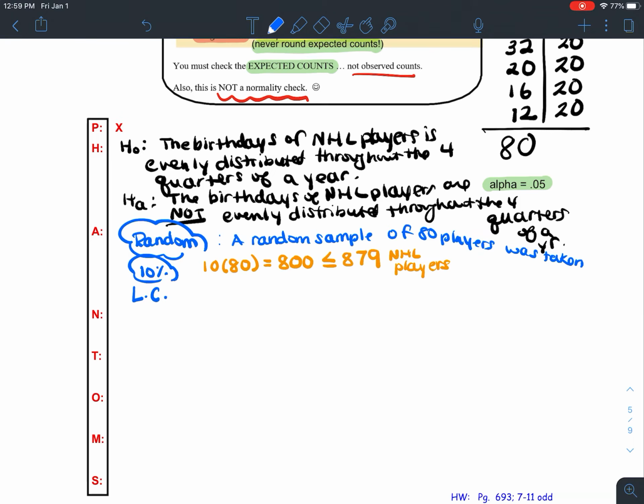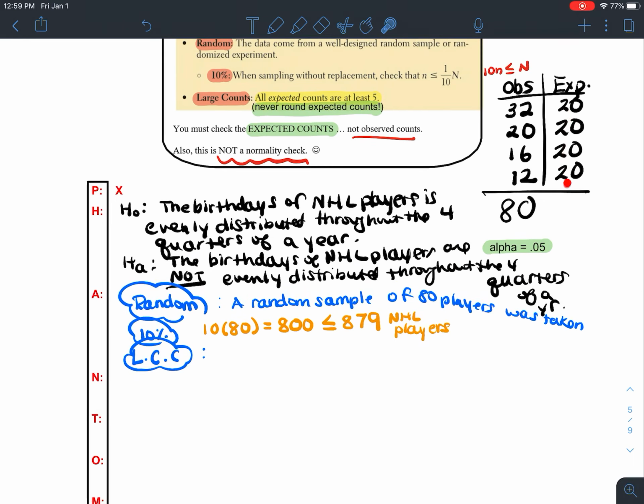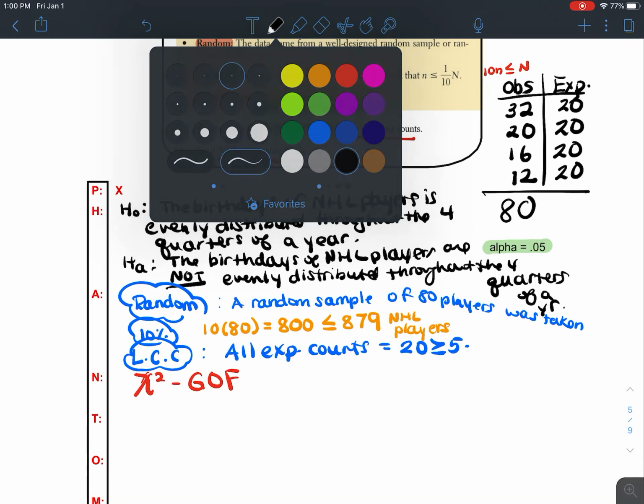Okay, and then finally, we're going to do our large counts condition, which is not for normality, but is checking these expected counts have to all be greater than or equal to 5. Now, as long as you've shown the graders what your expected counts are here, you can simply make a statement that all expected counts, which are 20 in this case, are greater than or equal to 5. Okay, the name of our test is the chi-square, I'm going to abbreviate here, GOF, for goodness of fit test.